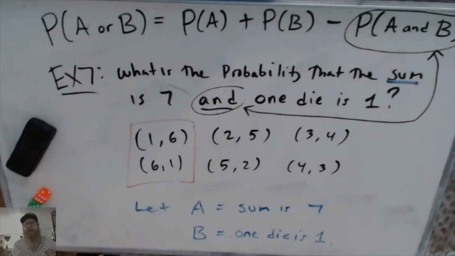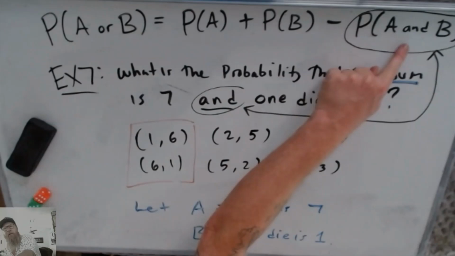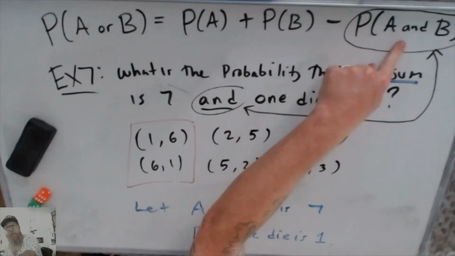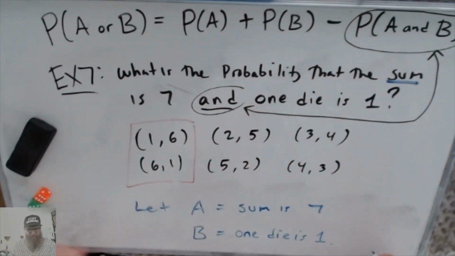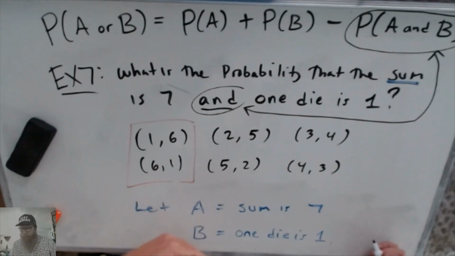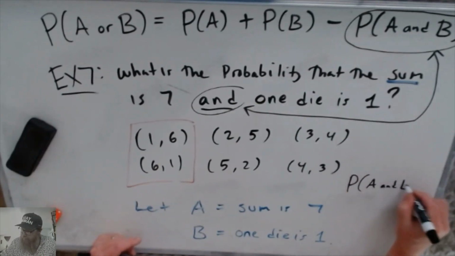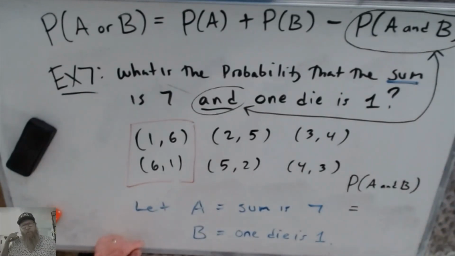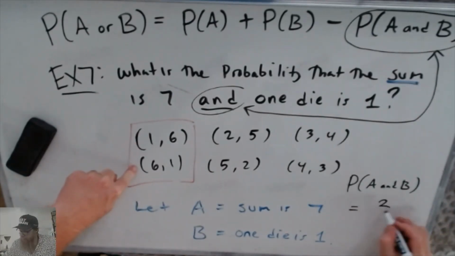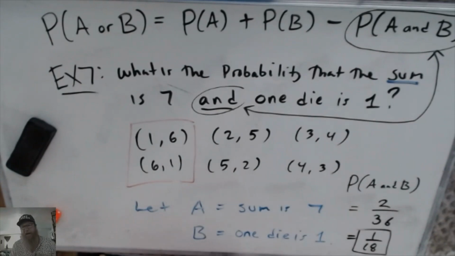We want the probability of A and B. We're not doing the entire formula right now. We're just going to do this piece of it. What's the probability of A and B? Okay. So in order for both of these things to happen, the probability of A and B would be 2 out of a total universe of 36. So that's 1 out of 18.